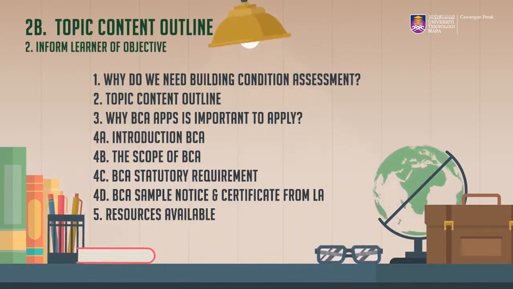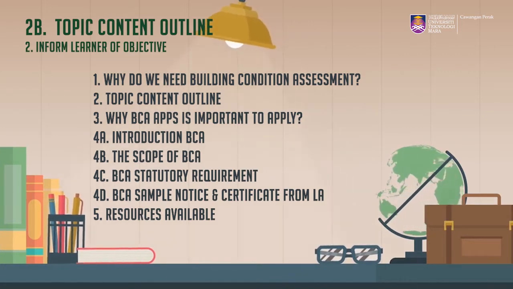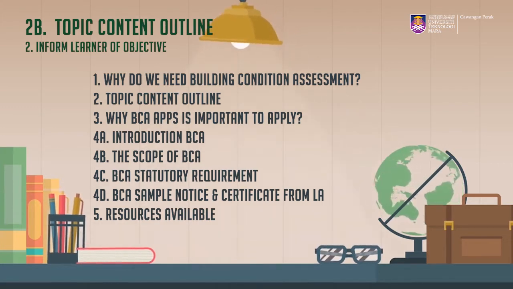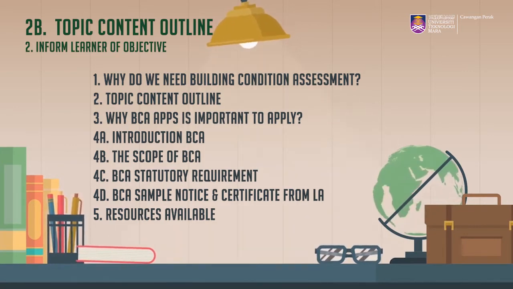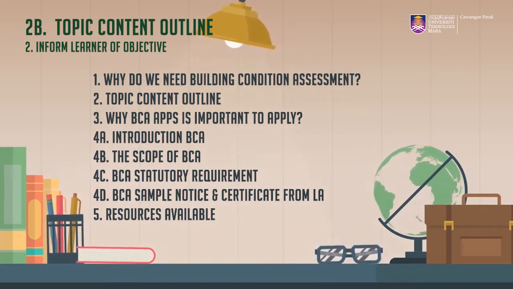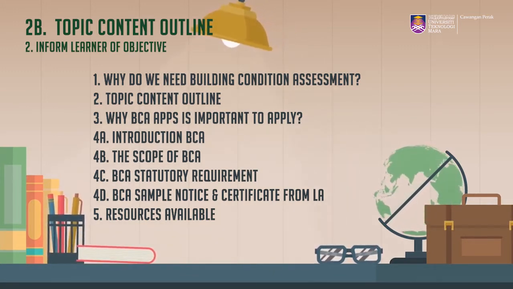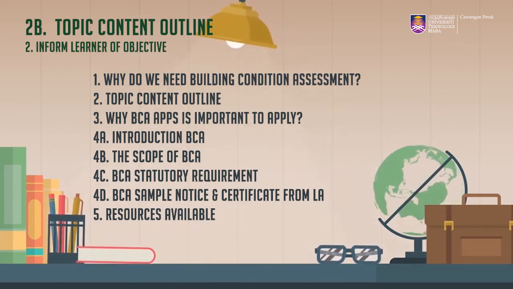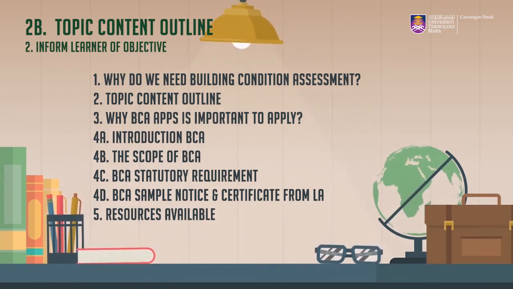Topic 2.B is about the topic content outline. First subtopic is why do we need building condition assessment? Subtopic number 2 is the topic content outline. Subtopic number 3, why the BCA apps is important to apply. Subtopic number 4.A, introduction of BCA. 4.B, the scope of BCA. 4.C, BCA statutory requirement. 4.D, BCA sample notice and certificate from the local authorities.